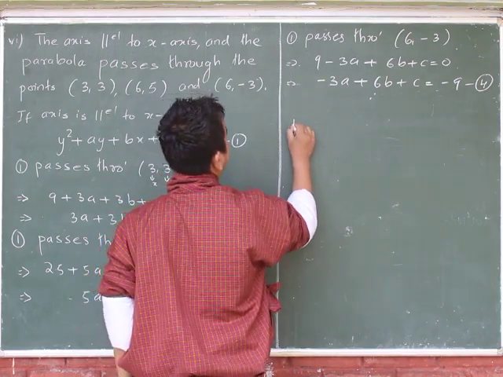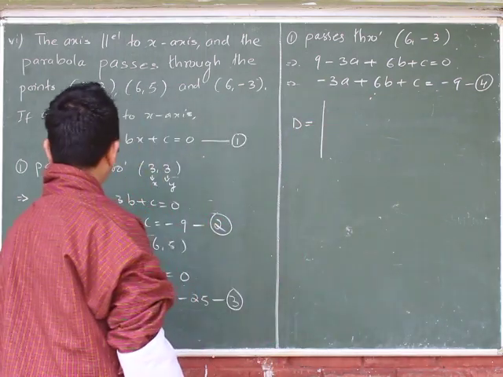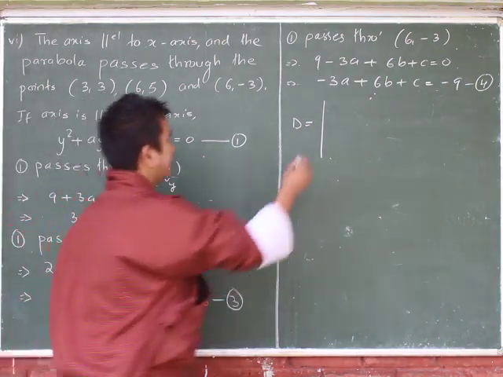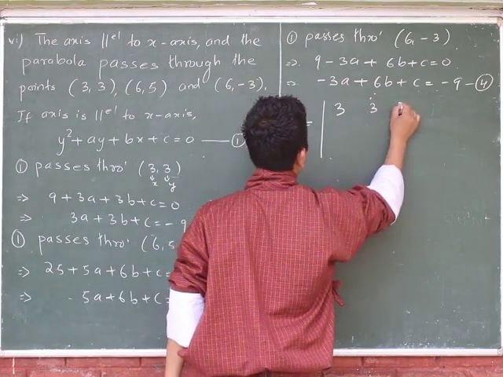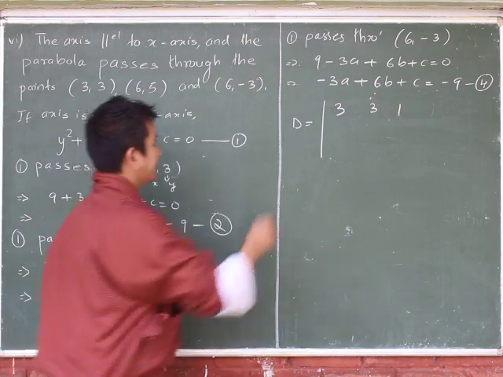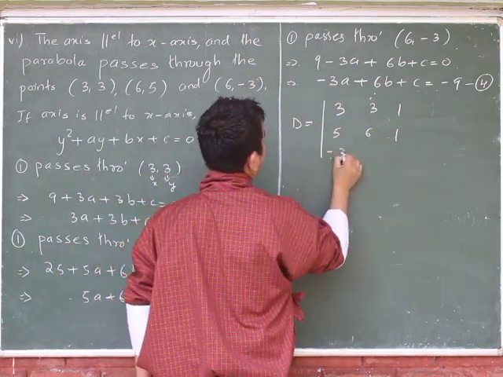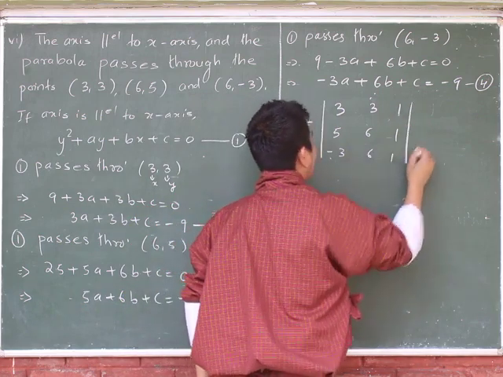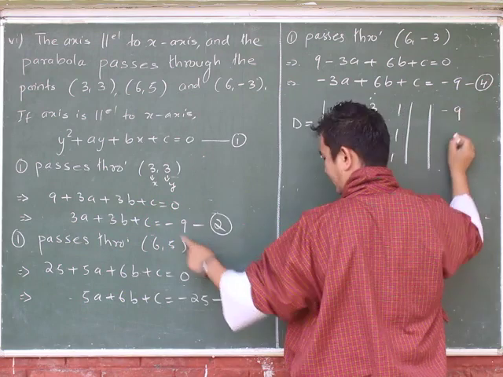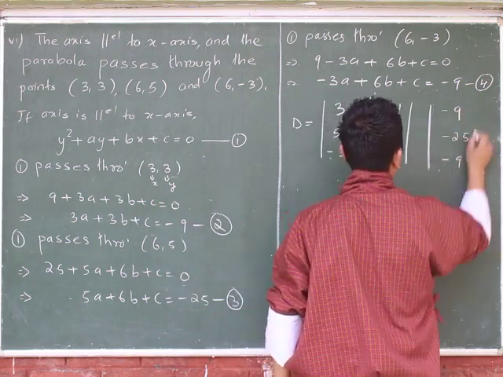How to go about determinant? Let me take this D. First equation 3, 3, 1. What are the coefficients of a, b and c? We have 3, 3, 1. Then 5, 6, 1. Then negative 3, 6, 1. Then please write the constant values. What are the constant values? Negative 9, negative 25, and then negative 9.